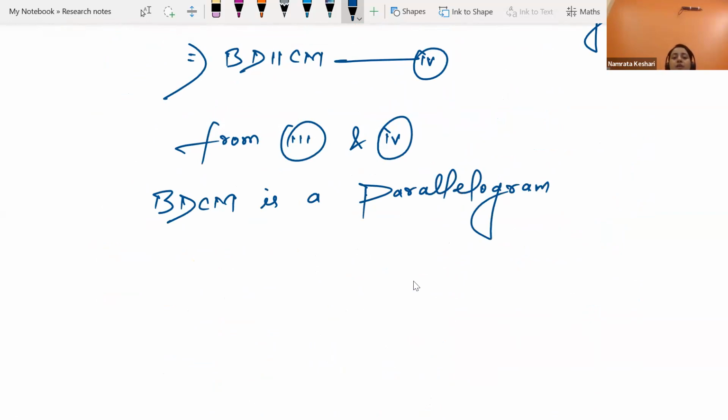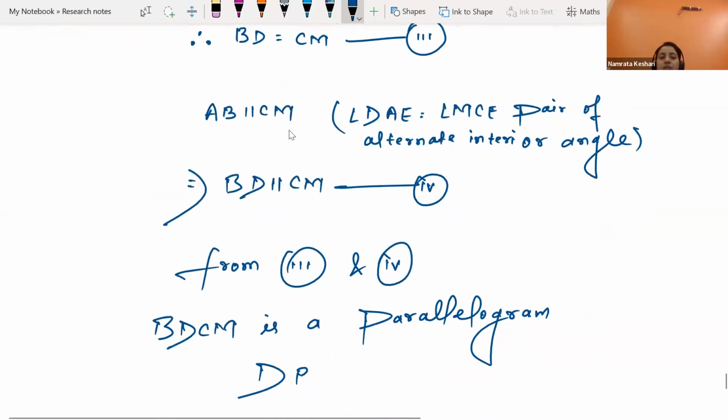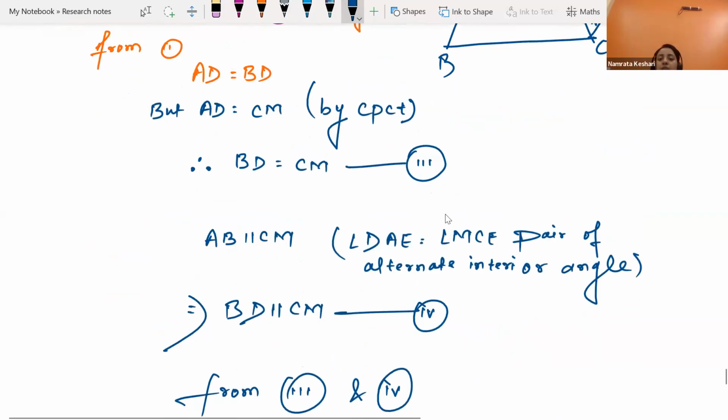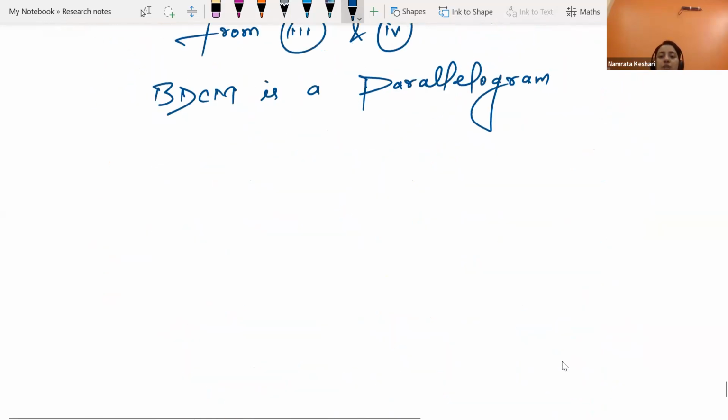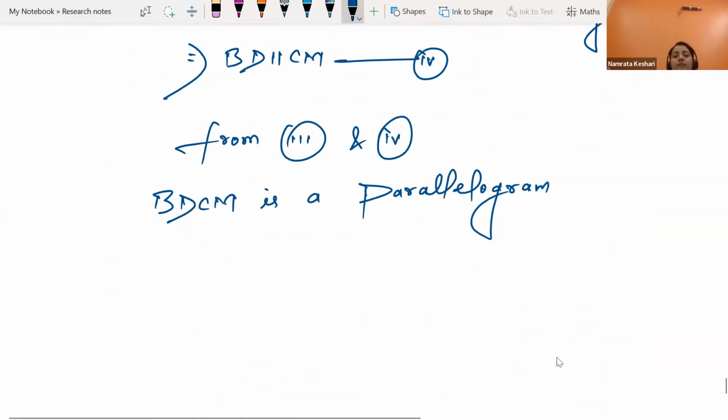Therefore, of course, BD is parallel to DE. Let me make the figure over here, then only it will make sense to you as well. Tell me if I have to scroll up, down, whatever.